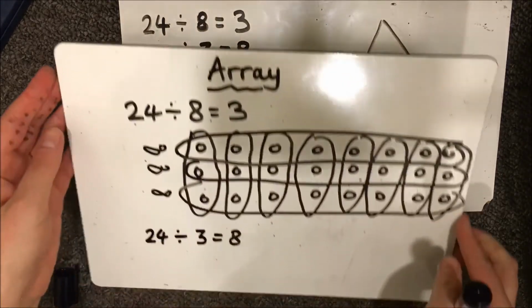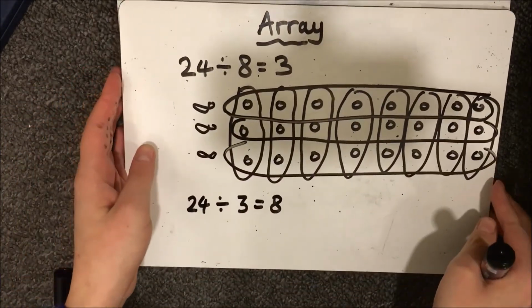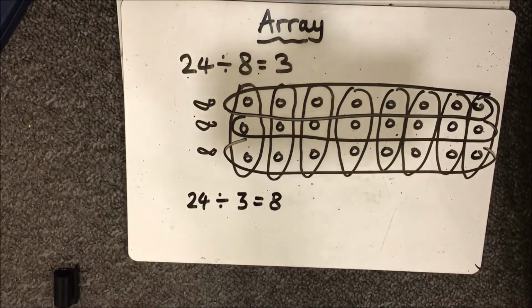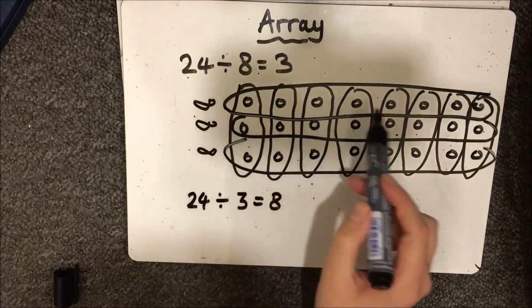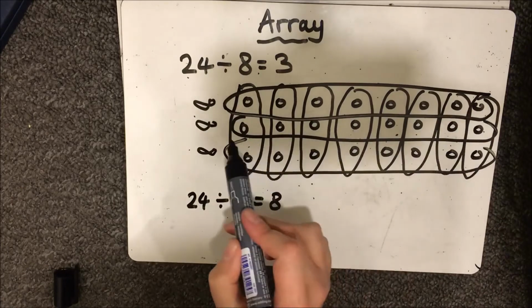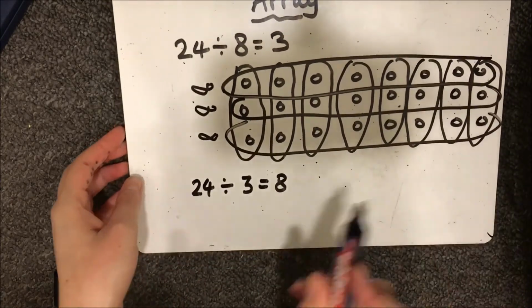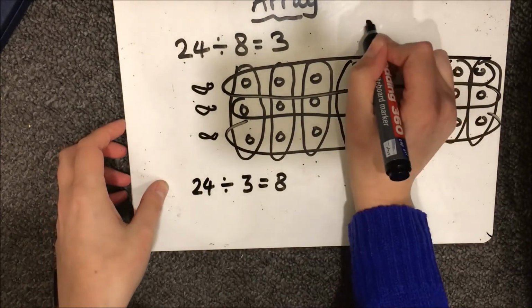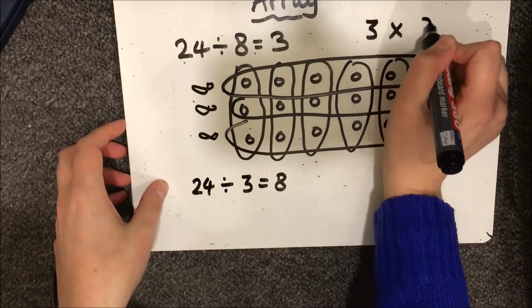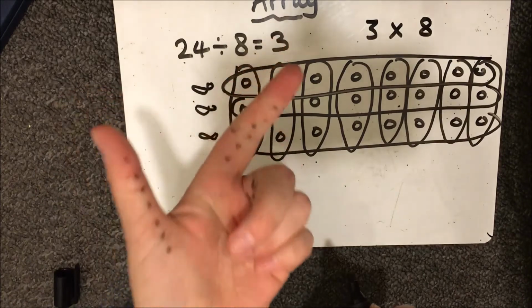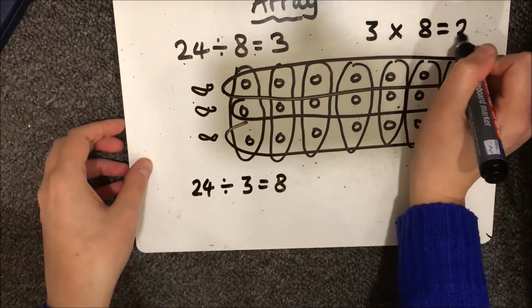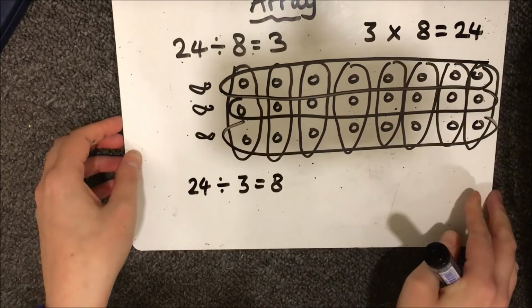We can also use this as times tables. What could this array be for times tables? I've got 1 group of 8, 2 groups of 8, 3 groups of 8. So I could also write 3 times 8. Let's count in 8s. 8, 16, 24. Is there another times table I could do?